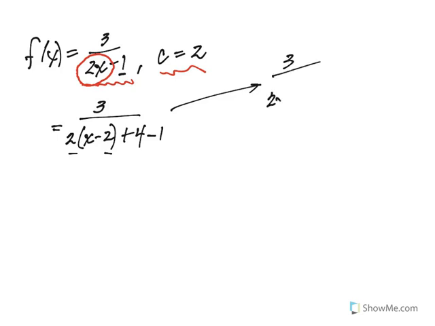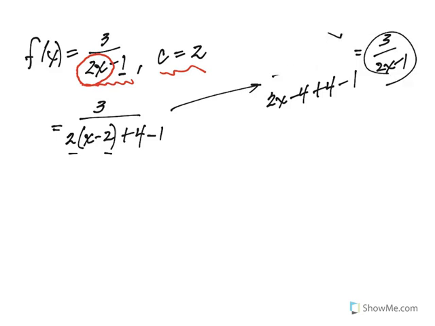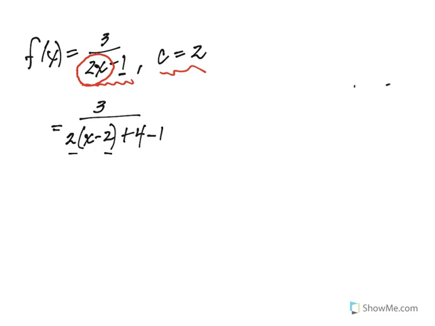So let's just check this. This is going to be 3 over 2x minus 4 plus 4 minus 1, which gives me 3 over 2x minus 1. I'm good to go. Check. So I know I've done it right. All right, so let's get rid of all this.